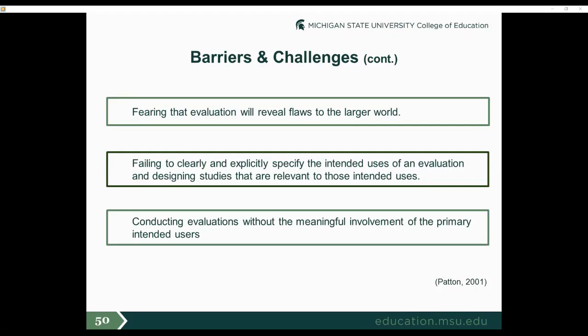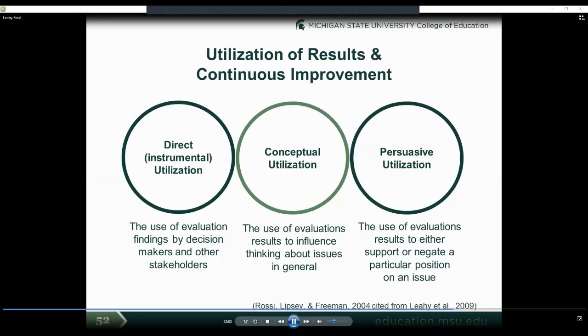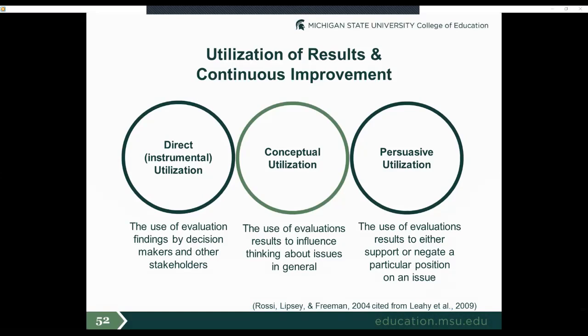In the next few slides, we'll be talking about how we utilize PE and quality assurance findings in our agencies. The utilization of results in relation to continuous improvement really have a variety of aspects to that. Direct instrumental utilization is the use of evaluation findings by a decision maker and other stakeholders. And this is really what we see as the primary focus of what we're doing in program evaluation.